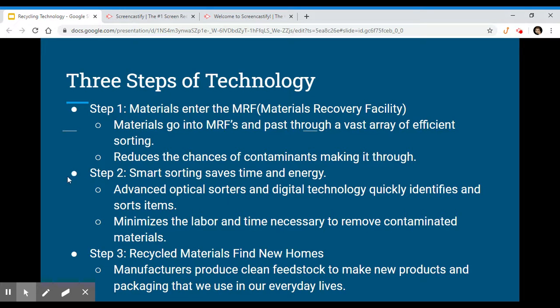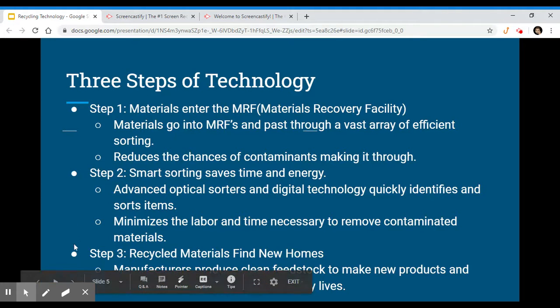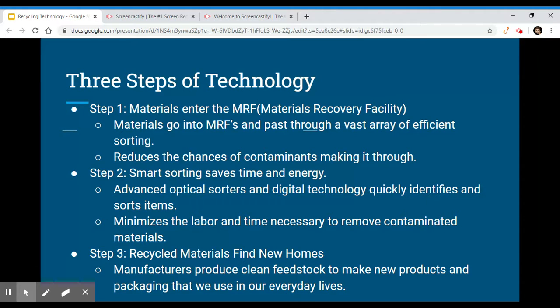Step 2, there's smart sorting that saves time and energy. Advanced optical sorters and digital technology quickly identify and sort items. Also, it minimizes the labor and time necessary to remove contaminated materials. And lastly, step 3, recycled materials find new homes. Manufacturers produce clean feedstock to make new products and packaging that we use in our everyday lives.